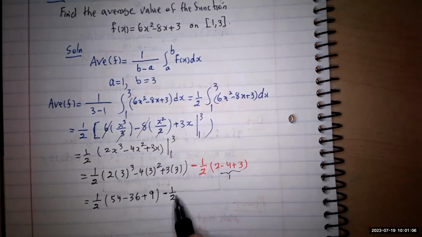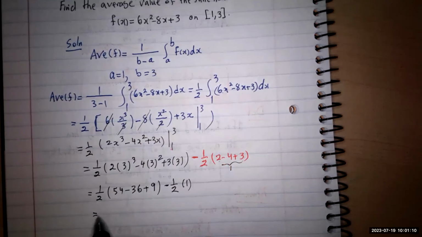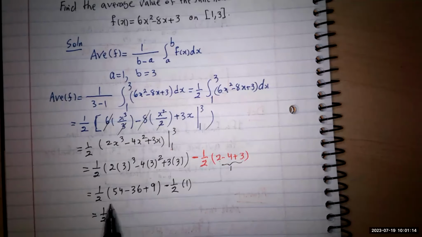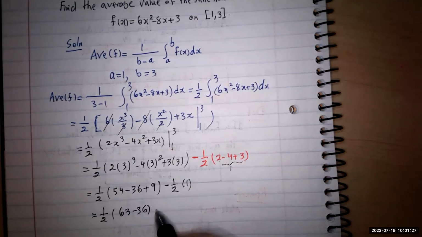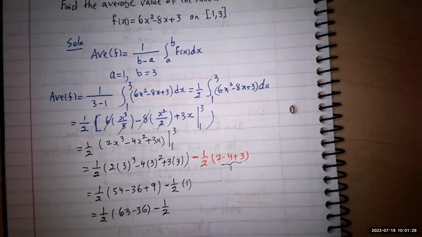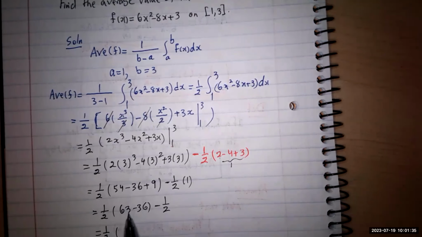Okay, so this would be just times 1. Continue, simplify the inside. It's going to be 1/2 times... Okay, so you add these two together. It's going to be 54, and 9 would be 63. And the 63 minus 36, and that's going to be negative 1/2. Okay, so it's going to be 1/2 if you subtract this.